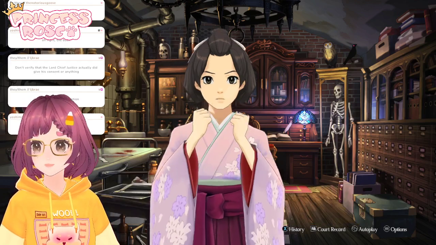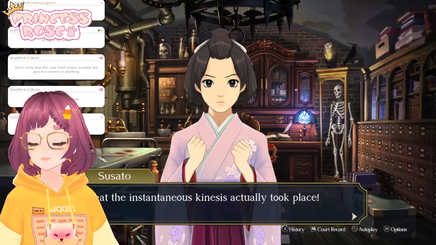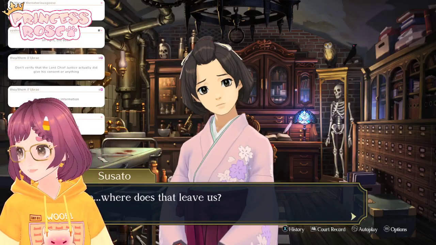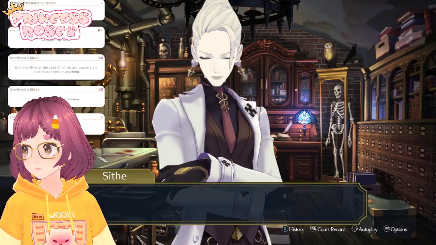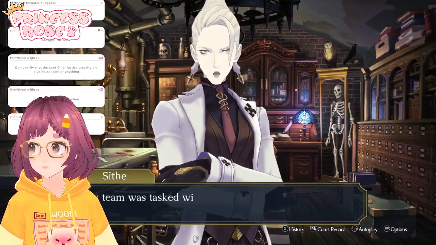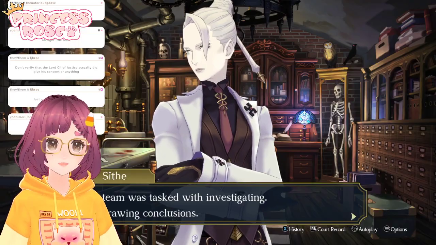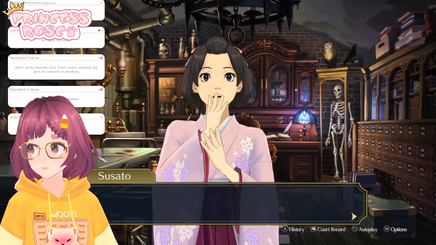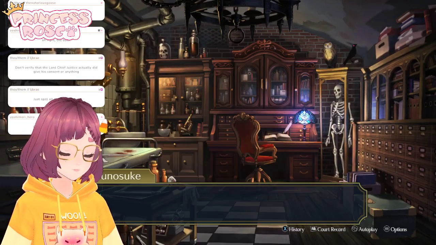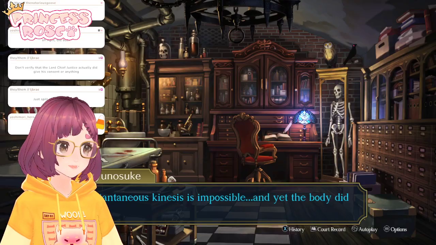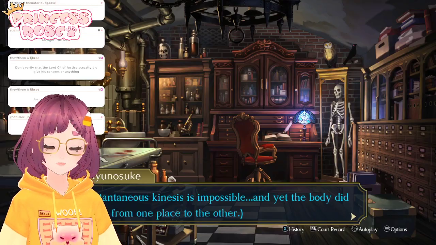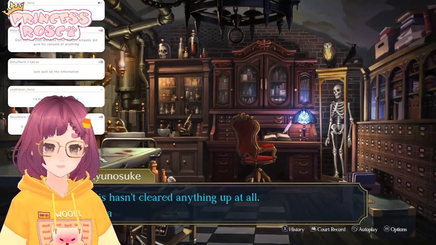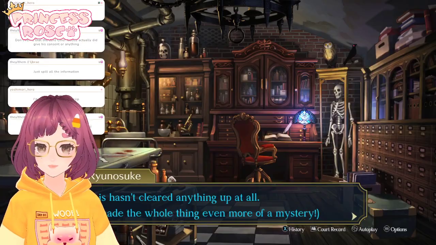Oh my, but that would mean that the instantaneous kinesis actually took place. So where does that leave us? My team was tasked with investigating, not drawing conclusions. I'd find any excuse to gossip? True. Instantaneous kinesis is impossible, and yet the body did move from one place to the other. This hasn't cleared anything up at all. It's made the whole thing even more of a mystery.